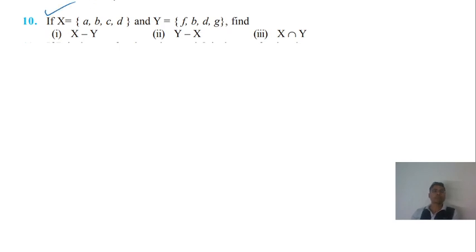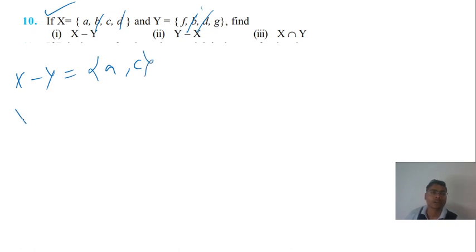Coming to question number 10 here. They have given us two sets X and Y and they are saying X difference Y. For X difference Y we will remove the common elements if they have any. We can see here that they have D common and B common. So now we will write the elements of X that are left, A and C.